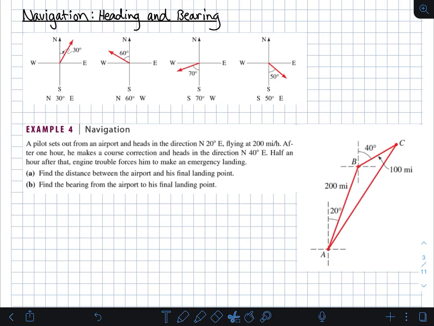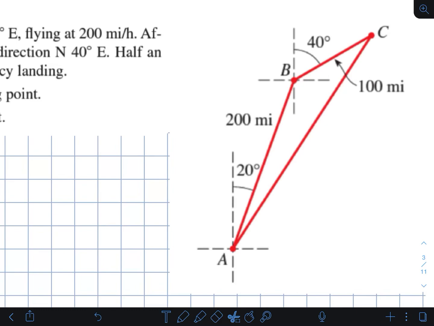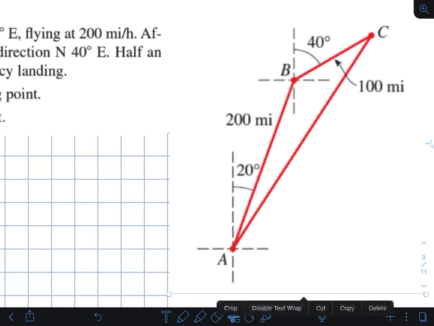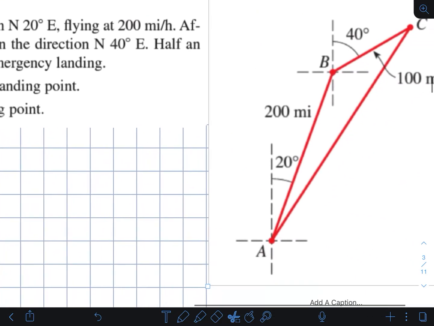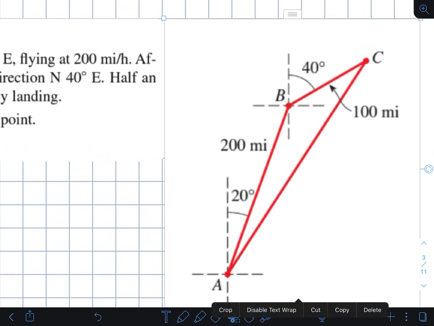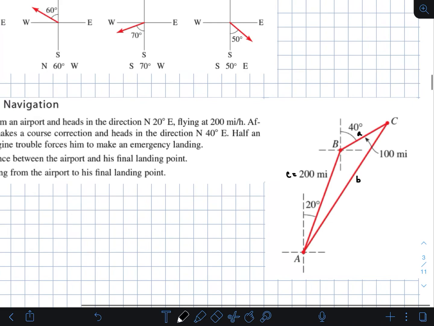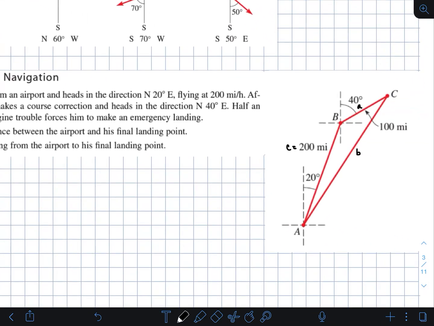If you look at this drawing, it gives you an idea of how the pilot traveled. We started from A, went to B, and then had to make an emergency landing at C. We're given that he flew for 1 hour, 200 miles. Let's make some additional notation. The distance between B and C is a. The distance between A and B is c, so c equals 200 miles. And between A and C is little b. If we're asking about the distance between the airport and his final landing point, we're thinking about the distance between A and C, which is little b.